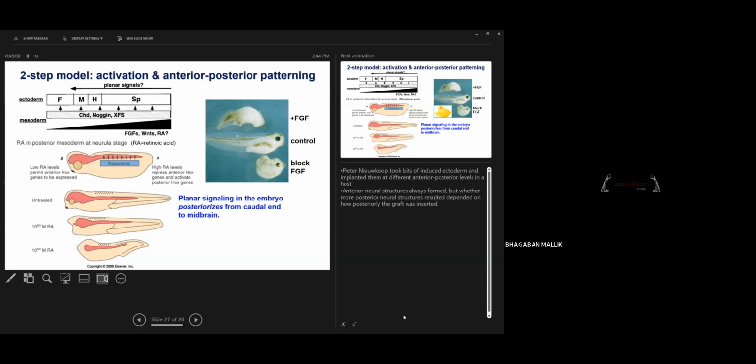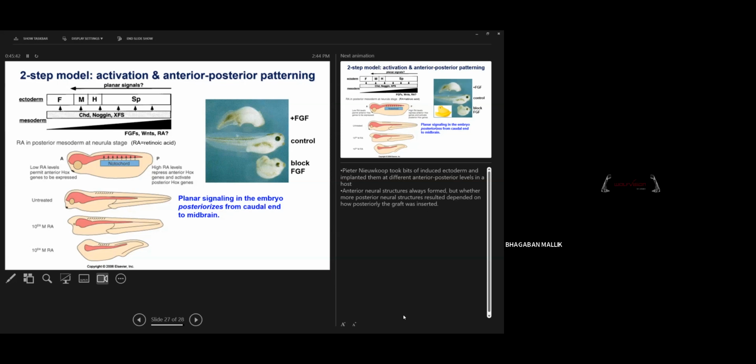So the anterior axis and the posterior axis are defined by the accumulation of retinoic acid, and also by the action of radial signals like chordin, noggin, or follistatin. Chordin, noggin, and follistatin form the anterior axis, and retinoic acid, the Wnt signal, or the fibroblast growth factor signal form the posterior axis. So there is a dual action of either the radial signals, chordin, noggin, or follistatin, or the posterior signals, the planar signals, fibroblast growth factor, Wnt, or retinoic acid.